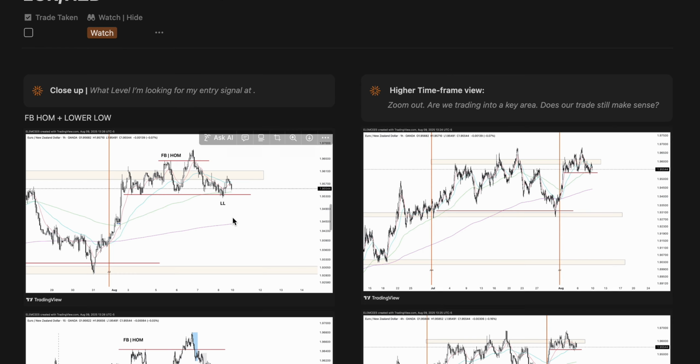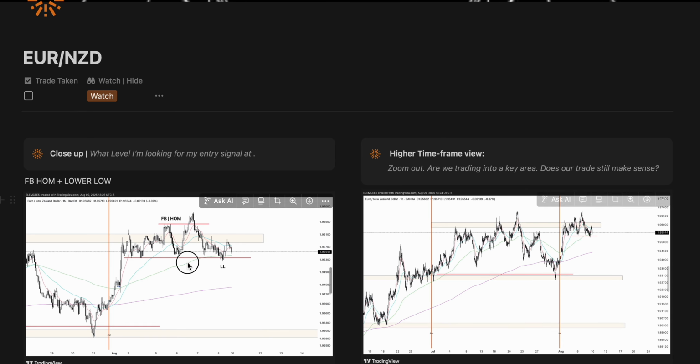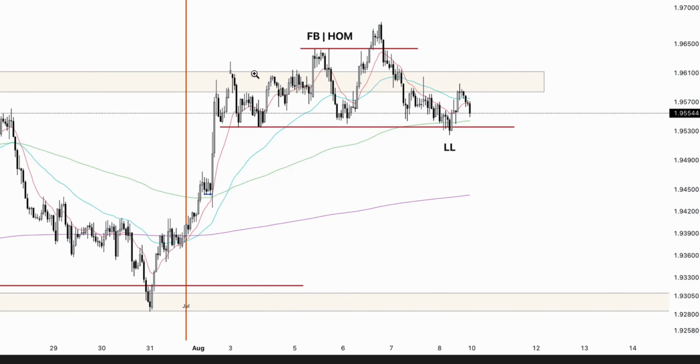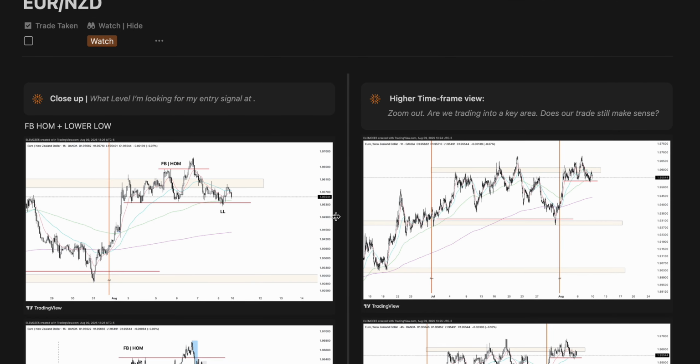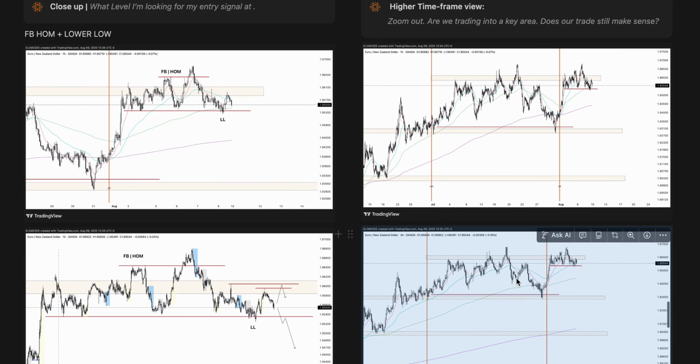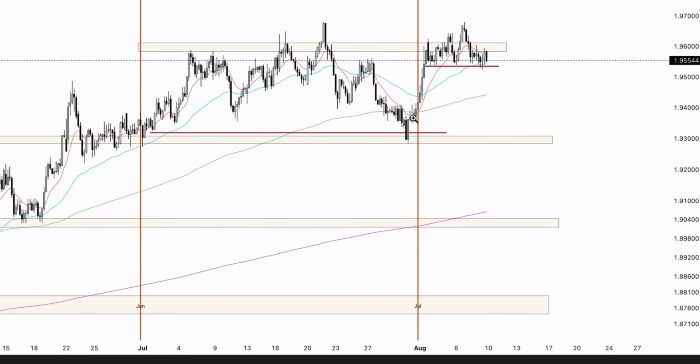Then lastly, EUR/NZD. So we had a false break of the high of the month and a lower low. That's literally everything that I'm looking for when I'm scanning through my pairs to identify my watch list. I'm looking for false breaks at the highs of the month, followed by breaks of structure.